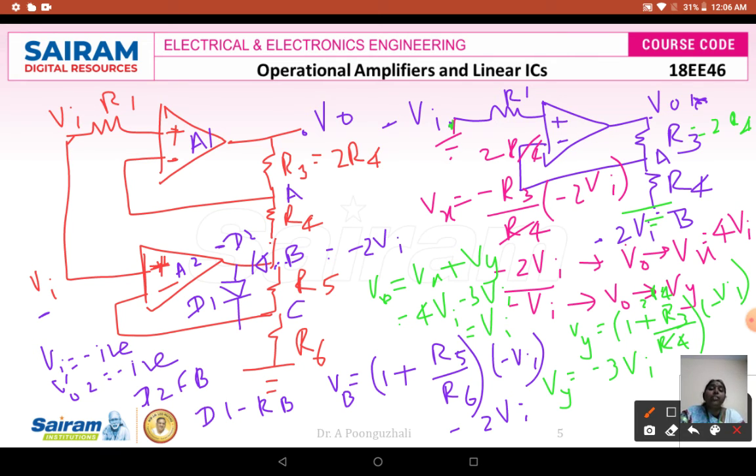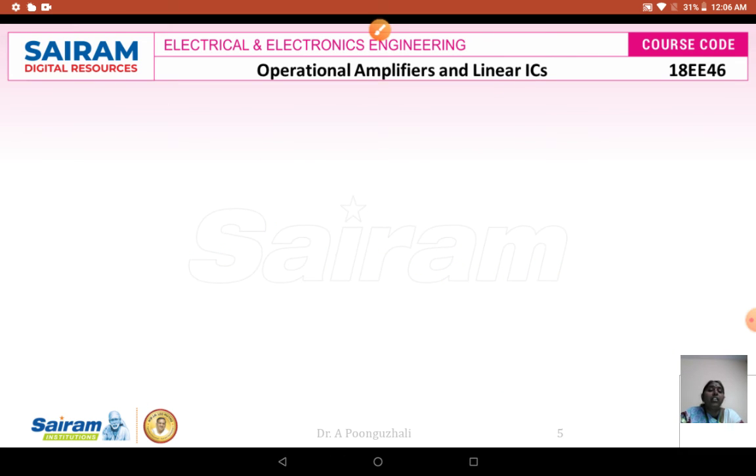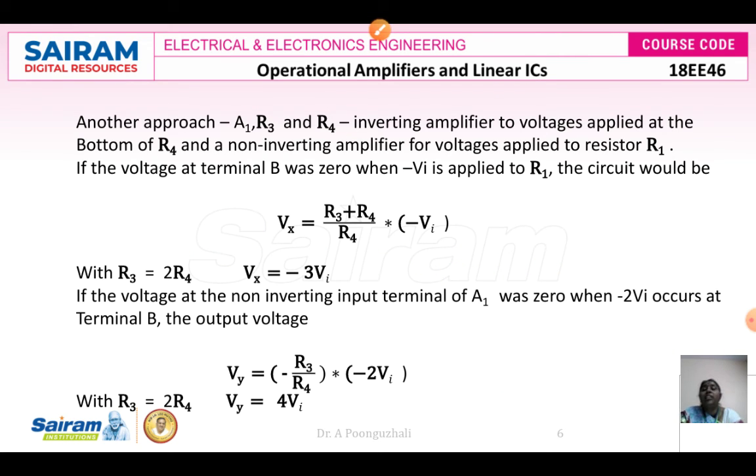Even if my input is a negative voltage, my output is going to be a positive one. So here for both positive and negative half cycles, we are going to get the output. So we say that your Vy is going to be minus 3 Vi and Vx is going to be 4 Vi. That is how we are going to consider the combination. Accordingly, we will be getting the output.